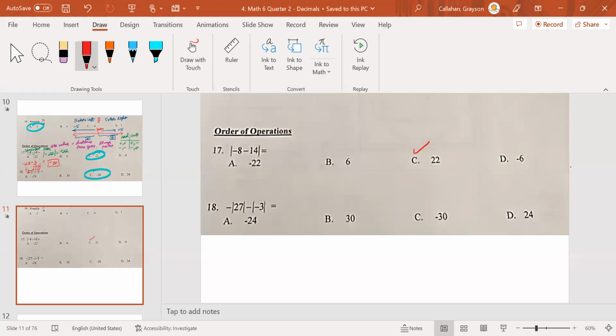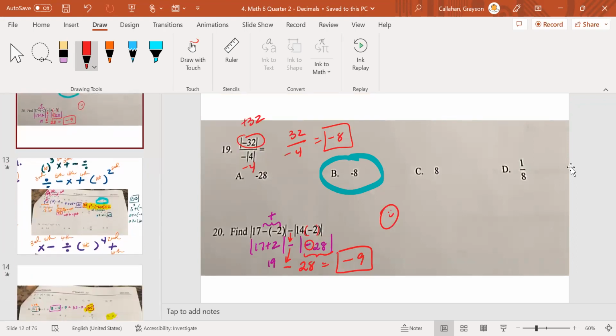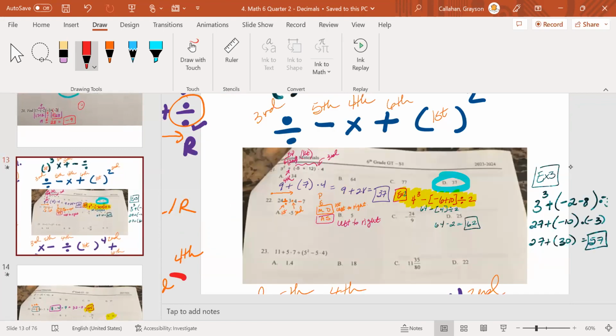Okay, so this is going to give you a negative 27, right? Minus, that 3 is going to become a positive 3, right? So negative 30 is your answer. C, okay? All right, let's take a look at number 19 and 20. Do you need any help with this one? Okay. What about number 21, 22, 23? Order of operation. If you need help, pick one.